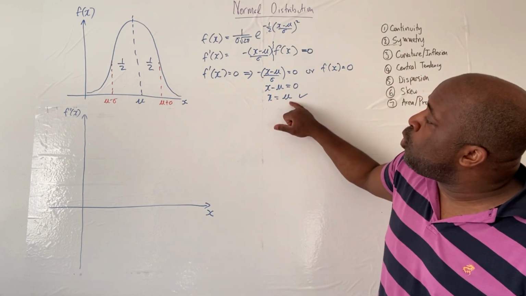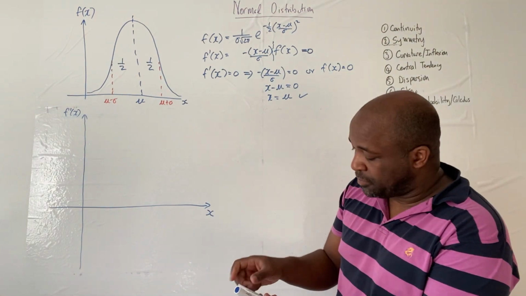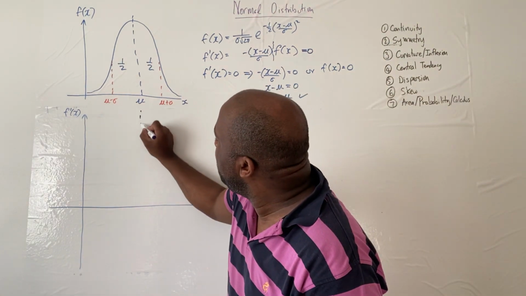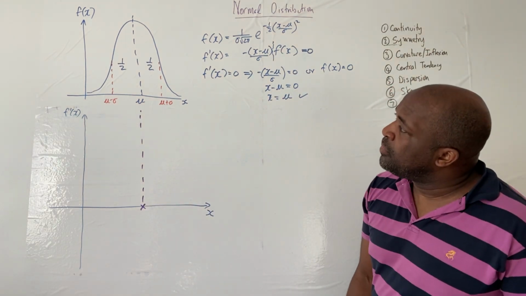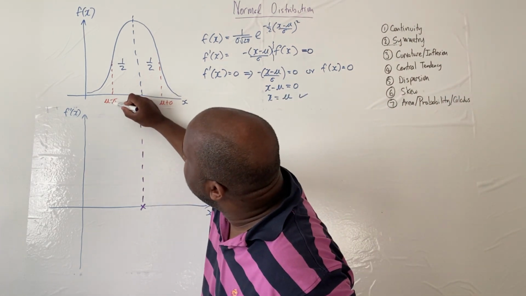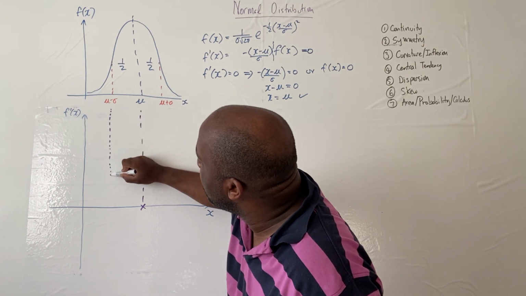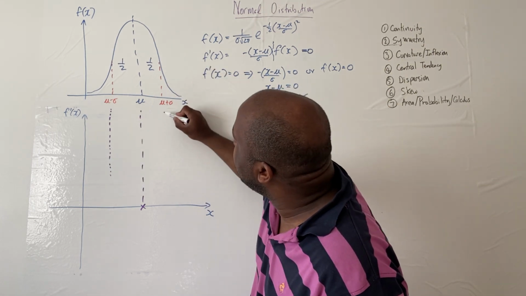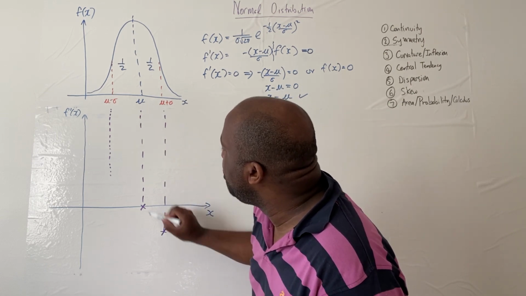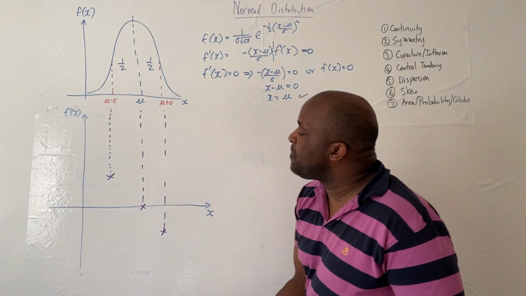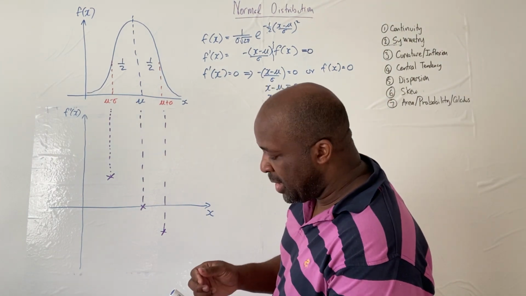So if mu is the x coordinate, and we were to graph f dash x against x, at the point where x is mu, f dash x would be zero. At the points mu minus sigma and mu plus sigma, those would be turning points for us. So what we would expect is the following.